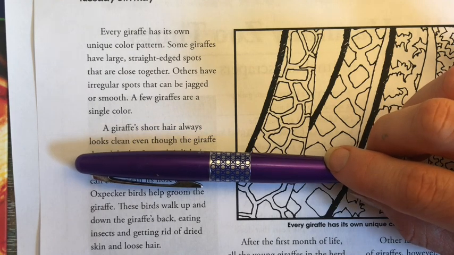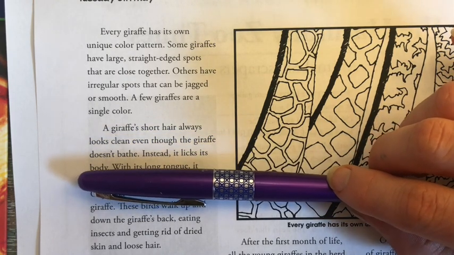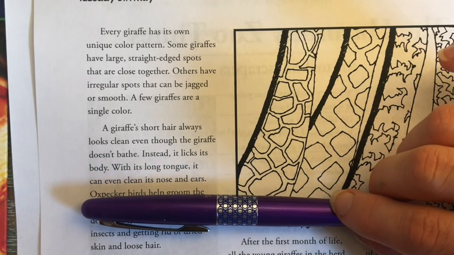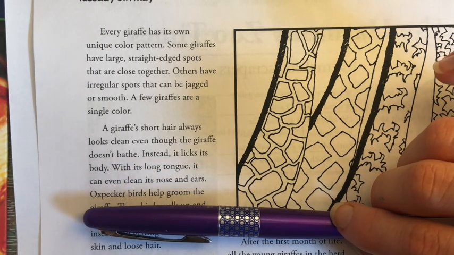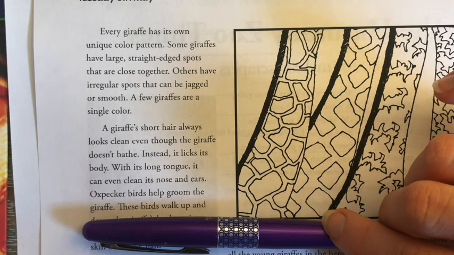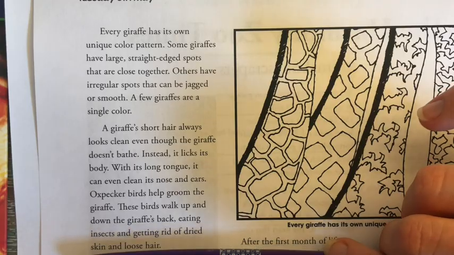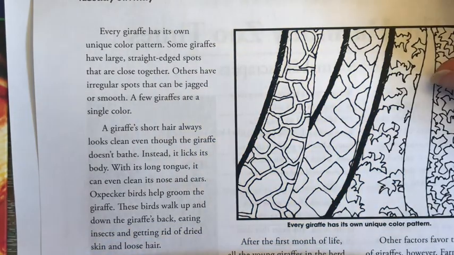A giraffe's short hair always looks clean, even though a giraffe doesn't bathe. Instead, it licks its body. With its long tongue, it can even clean its nose and ears. Oxpecker birds help groom the giraffe. These birds walk up and down the giraffe's back, eating insects and getting rid of dried skin and loose hair.